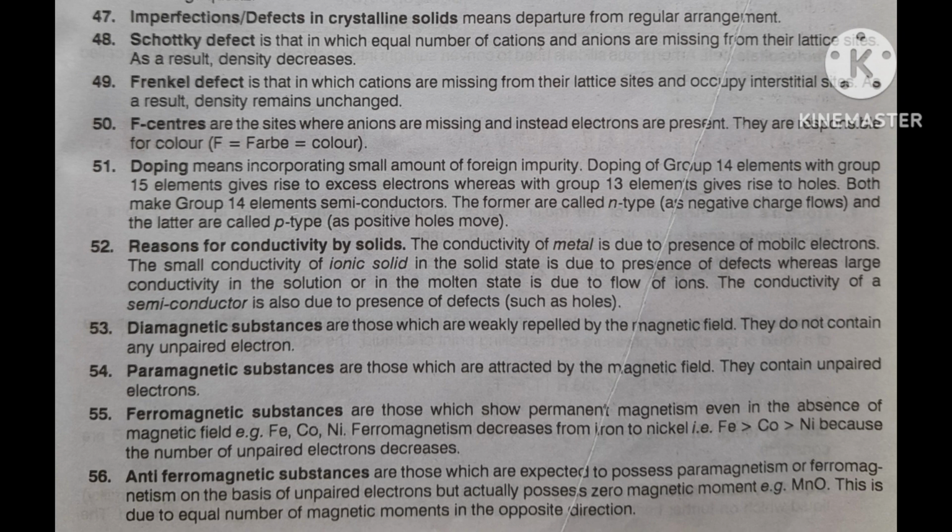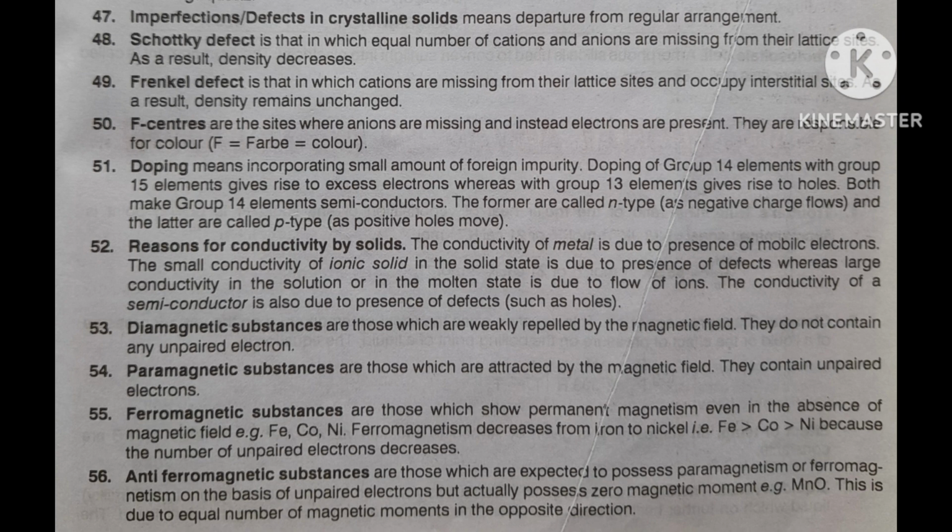Germanium and silicon are actually non-conductors in the real sense. But after incorporation of a small amount of foreign impurities, they will work as conductors. Not very good conductors, but semi means 50-50, you can say. Their conductivity will increase, like a metal's. For that purpose, doping is done.